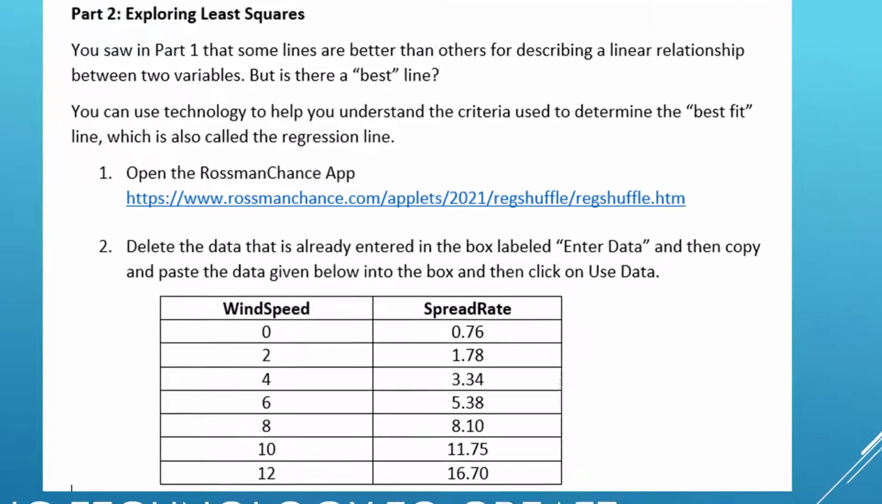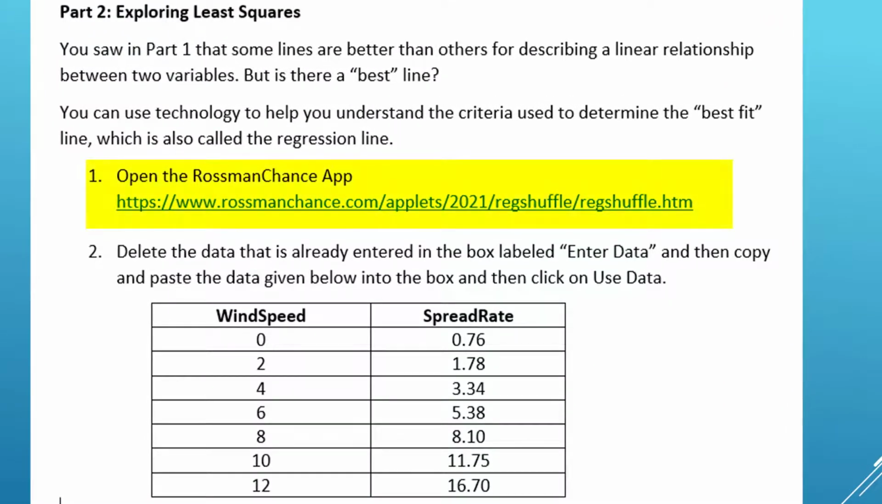The app that we will use in this activity is one of the free apps that are part of the Rossman Chance applet collection. You could also use other available apps that have the same functionality. It is also possible to do this part of the activity entirely as a demo if students don't have easy access to the internet to run the app, but if they do have access, it's best if students can play with the app themselves.